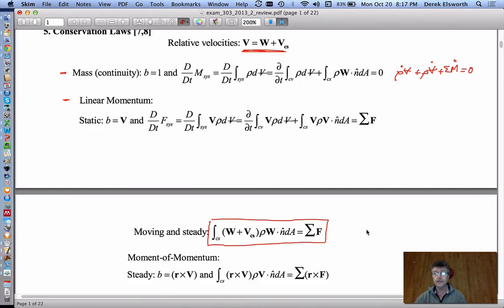This one is relative velocities, velocity of the control surface, mass flow rates, equal sum of forces. They're vectors really, but you can deal with them one at a time. We have to adhere to the sign convention. I didn't mention the sign convention before, but you know this is positive out. This is positive in the positive x direction.